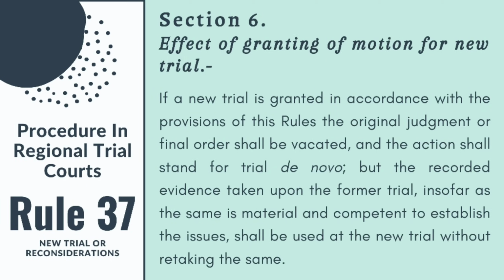Section 6. Effect of granting of motion for new trial. If a new trial is granted in accordance with the provisions of this rule, the original judgment or final order shall be vacated, and the action shall stand for trial de novo, but the recorded evidence taken upon the former trial, insofar as the same is material and competent to establish the issues, shall be used at the new trial without retaking the same.